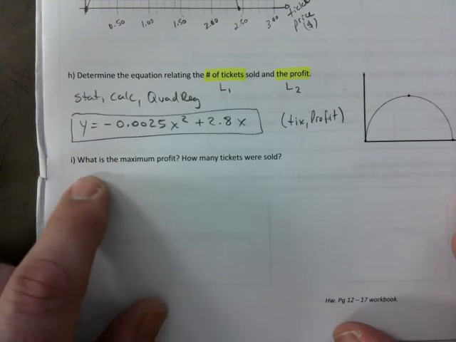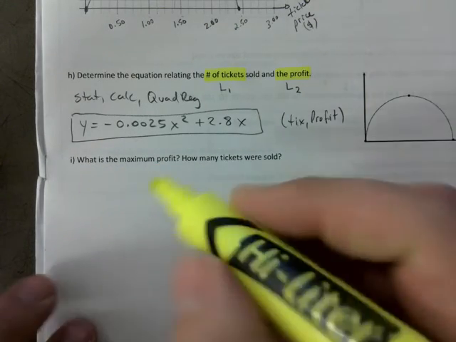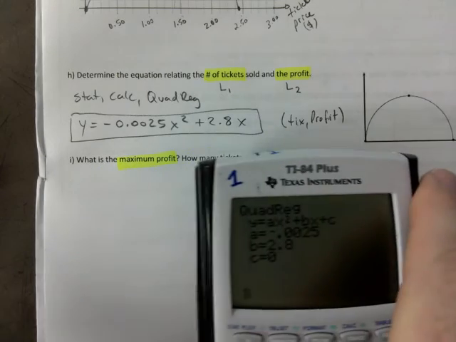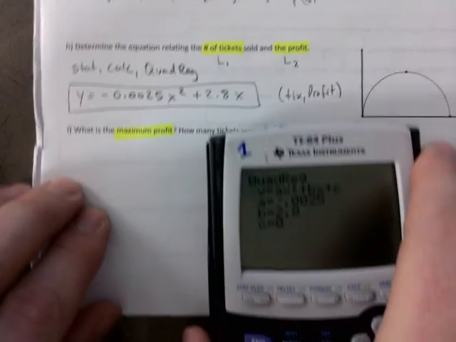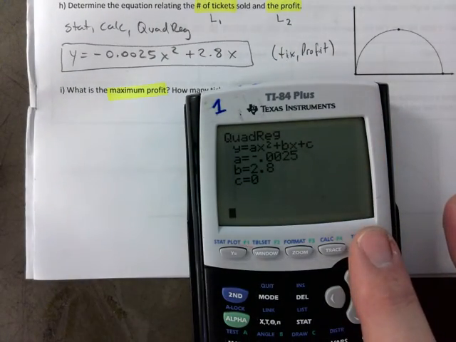It's a bit of a trick question, but not really. What is the maximum profit? Do we already know what the maximum profit is? 784. Let's just double check and make sure I need you to believe me, not just take my word for it. Let's go ahead and graph this and try to find the vertex. So again, if you hit graph like now, try it.